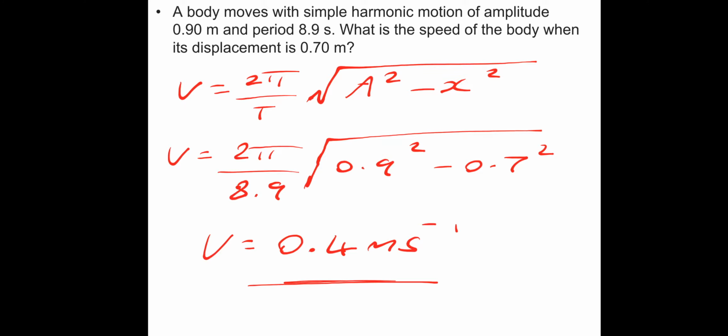Pretty straightforward. Hopefully that went okay. Let's have a look at the next one. Remember to pause at any point in time or rewind if you need to. So the next one: a body oscillating with simple harmonic motion has a period of 4.8 milliseconds and an amplitude of 32 micrometers. Calculate, A, its maximum speed, and B, its speed when its displacement is 15 micrometers.